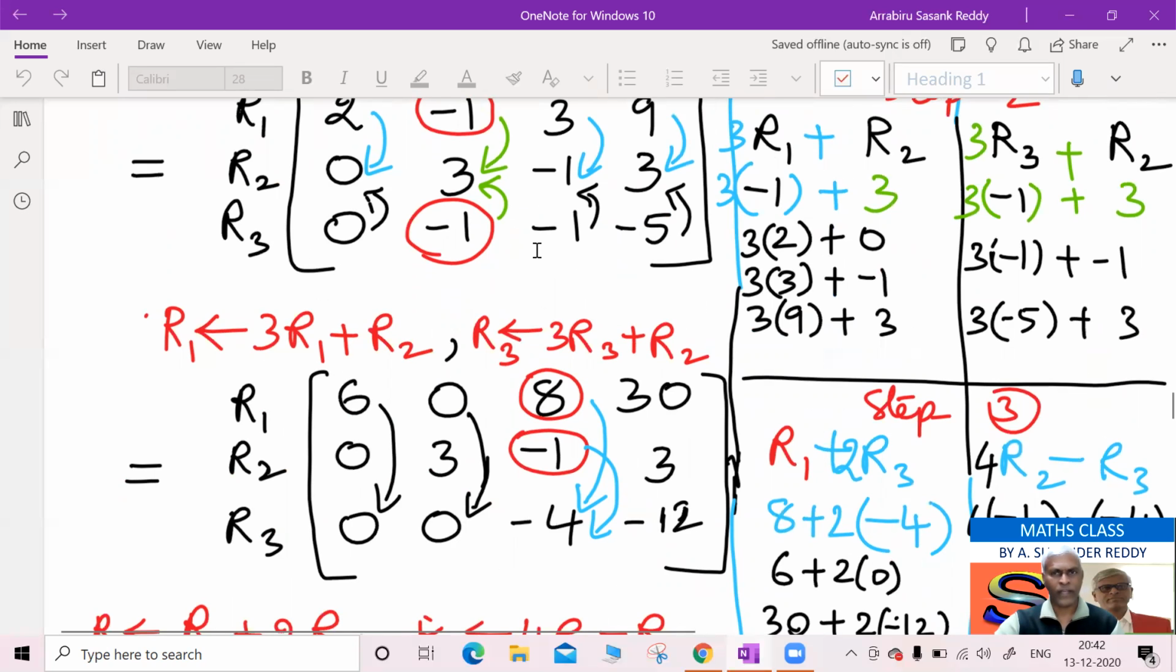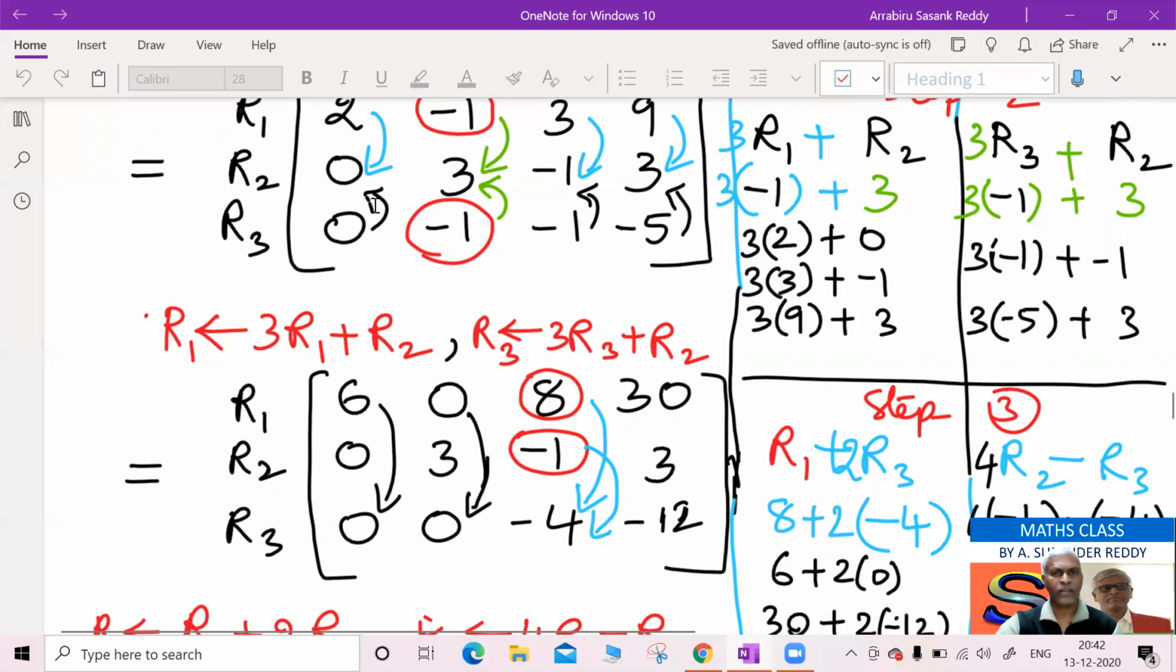Next, we have to change R3. In step 2, we have to change R1 and R3. So now, in R3, we have to make the second number -1 as 0 with the help of 3. Take -1 and 3 and prepare a formula. First, make them equal by multiplying -1 with 3. So that is 3R3 plus R2, the required transformation. Using this 3R3 plus R2, -1 becomes 0.